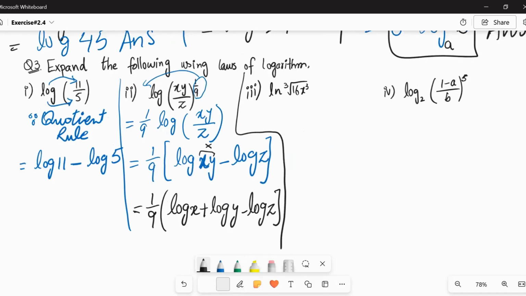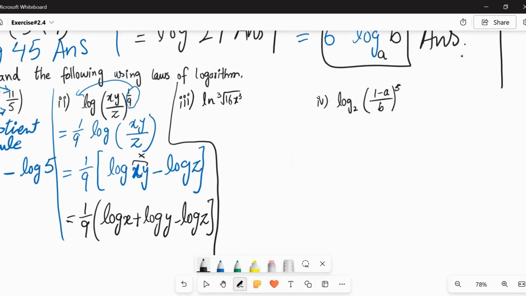Now see part 3 of this question, where ln cube root of 16 x cube is given. So let's see how we can solve it. First of all, you need to write it in an exponential form. So first make factors of 16. You can write it like this. Let me just find the factors. 2 8s are 16, 2 4s are 8, 2 2s are 4, and 2 1s are 2, right?